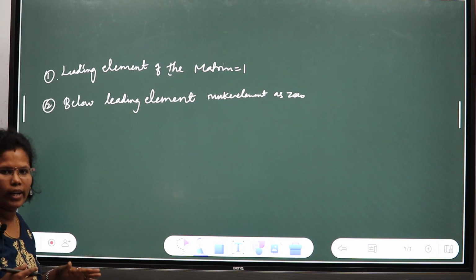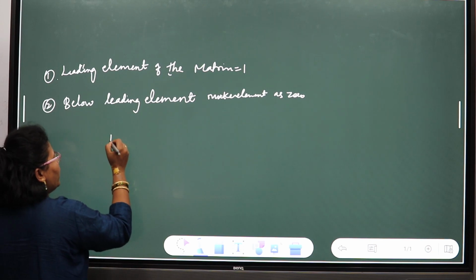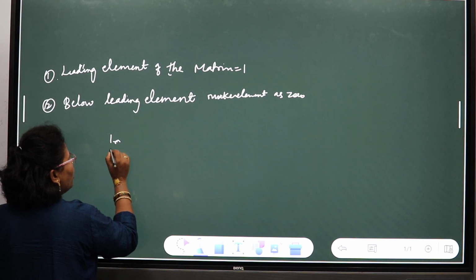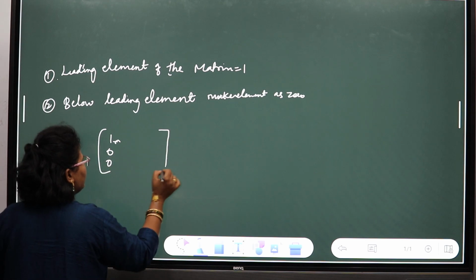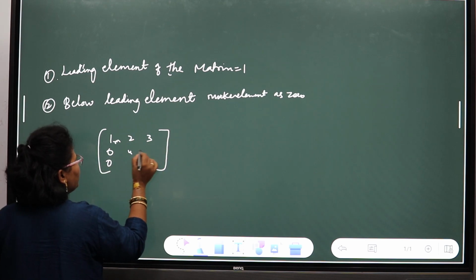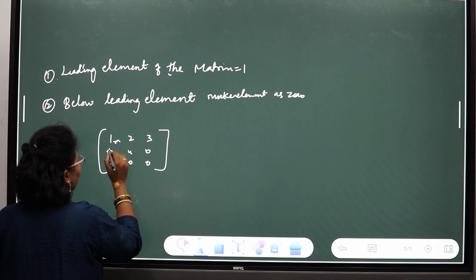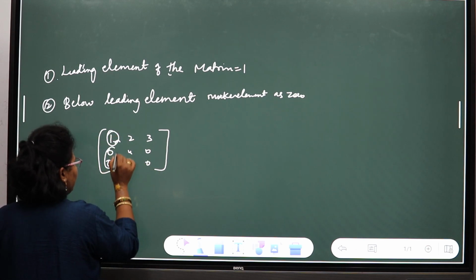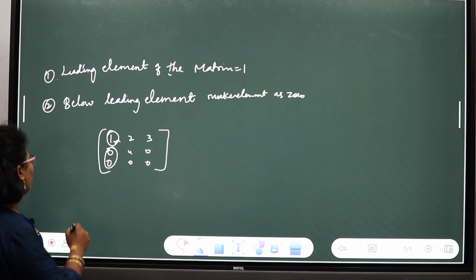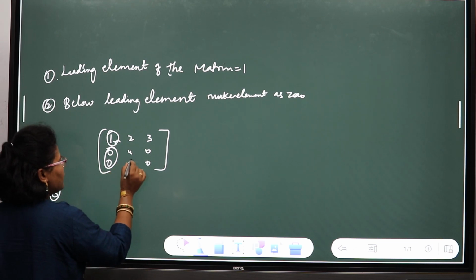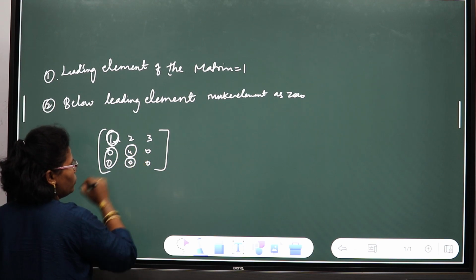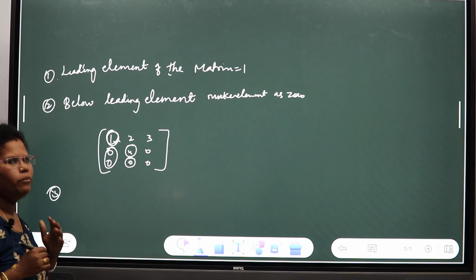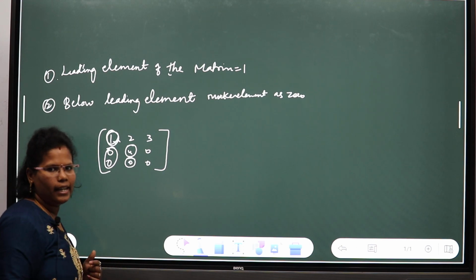So it goes row wise. Remember, for example, if you have 1 as my leading element, below it, whatever the numbers might be, I should make them 0. My intention is to make the elements below the leading element 0. And the third rule says I should get this. So this is done. Next I concentrate on this. I should make this 1 and then below that make it 0. That is how row echelon form goes. So we see one example.